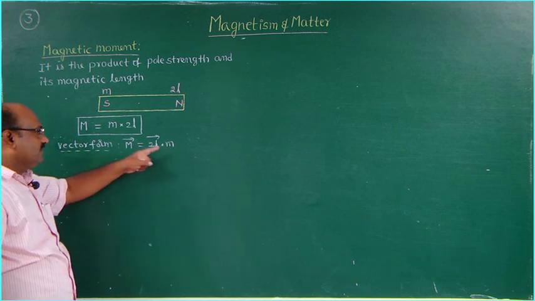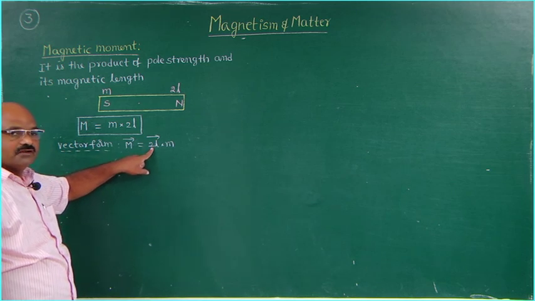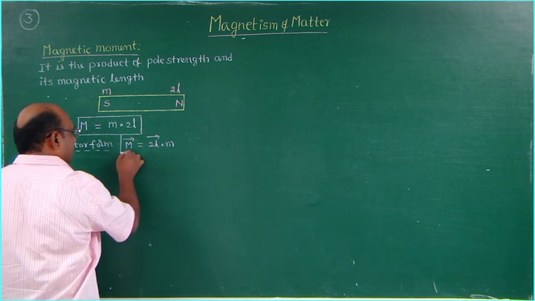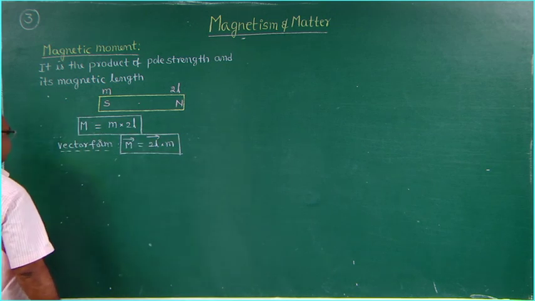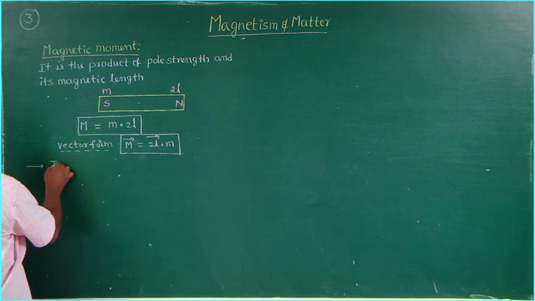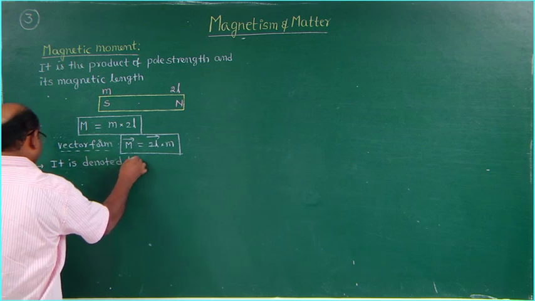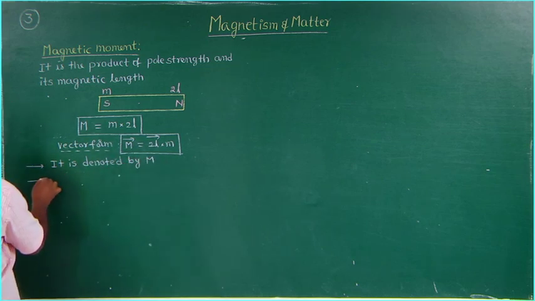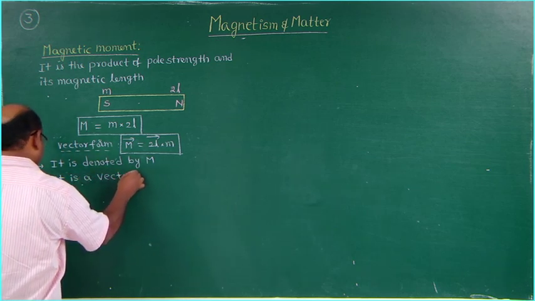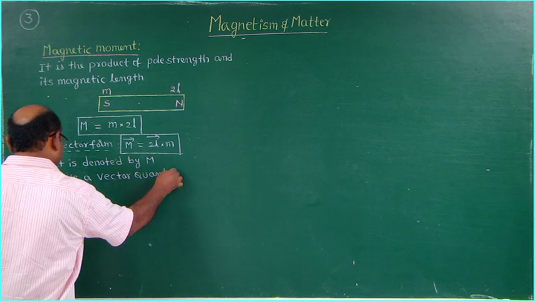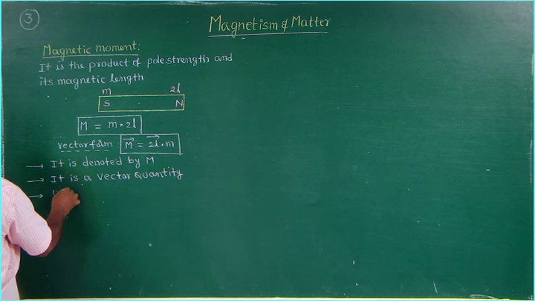In the last class I said M is the pole strength. Pole strength is a scalar quantity, whereas the 2L bar magnetic length is nothing but a vector quantity, and this is the vector form of magnetic moment. So, here the magnetic moment is denoted by the symbol M. It is a vector quantity, and see the unit of the magnetic moment.